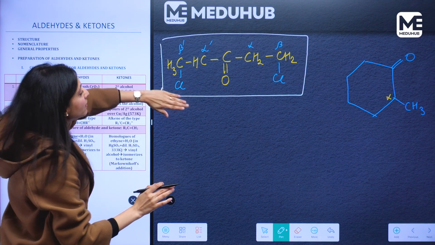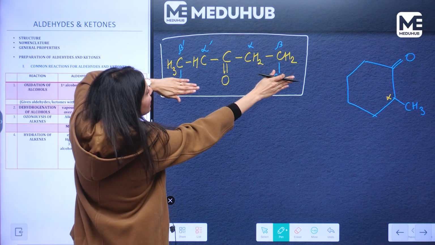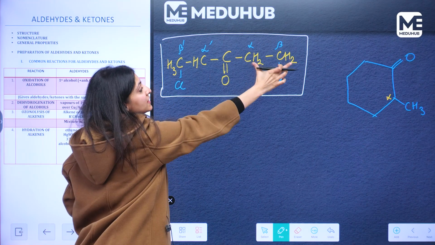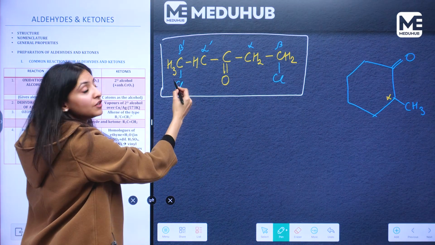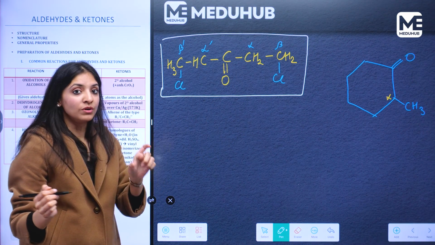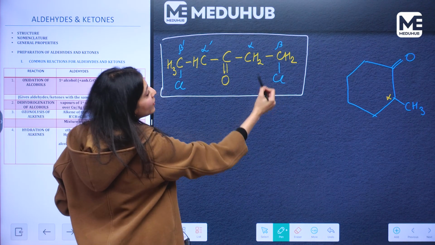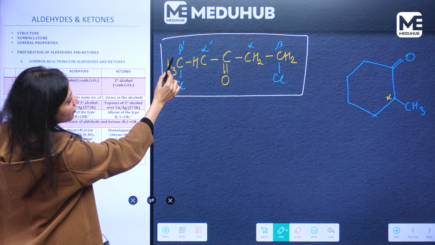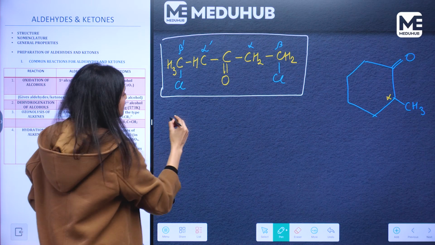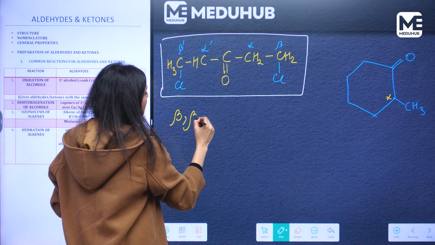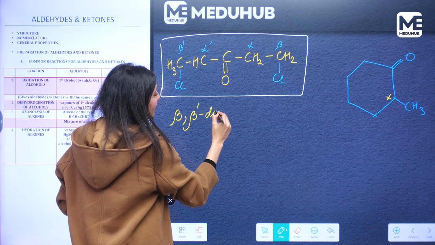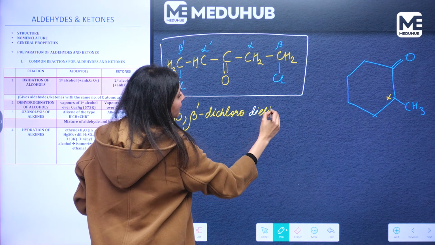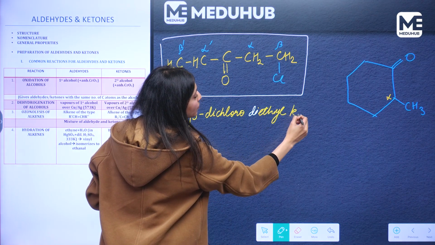Now look at this one here. If the chlorine substituents were not there, this would mean that there is an ethyl group on both the sides, 2 carbon each side. So this will be a diethyl ketone, but it has a chlorine group here on the beta carbon and a chlorine group here on the beta dash carbon. So this means it is beta comma beta dash dichloro diethyl ketone.